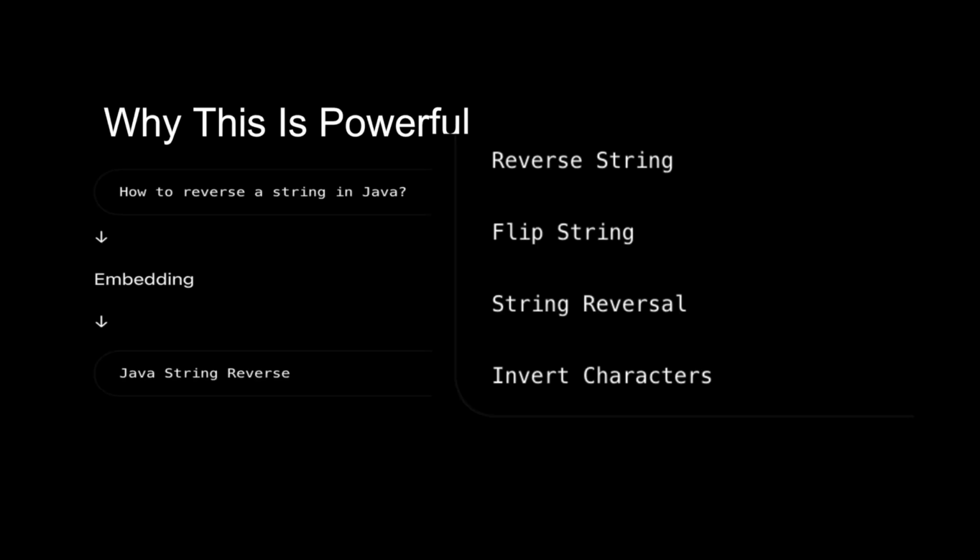Now imagine someone searches, how do I reverse a string in Java? But your documentation says Java string reverse. The wording is different, but the meaning is almost the same. Embeddings capture meaning, not exact words. This is why embedding based search is much smarter than keyword search. It understands meaning, not just matching words. Here we can search with reverse string, flip string, string reversal, invert characters, and all will return the same answer, which is for the question how to reverse a string in Java. And that's why embeddings are powerful.